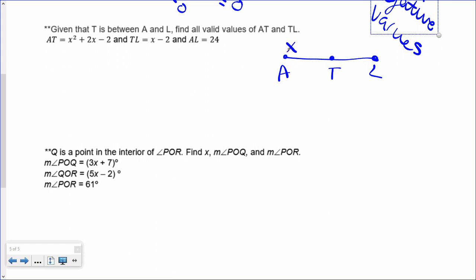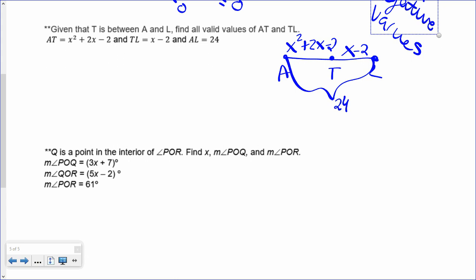I know that AT is x squared plus 2x minus 2, and I know that TL is x minus 2, and then the whole thing is 24. Draw the picture for me. Make sure that you have that drawn into your notes. What equation would I write? Let's start with an equation and we'll go from there.